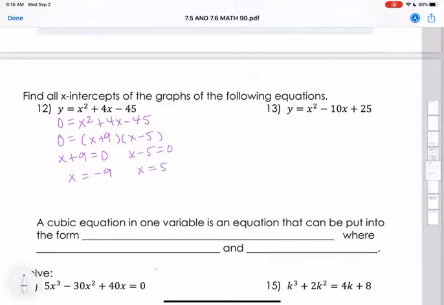All right, so I went ahead and factored, and the leading coefficient was 1, so I could jump to my shortcut. I wanted two numbers that multiplied to negative 45 but added to 4, so I got 9 and negative 5. Set each of those equal to 0, and my solutions are negative 9 and 5.